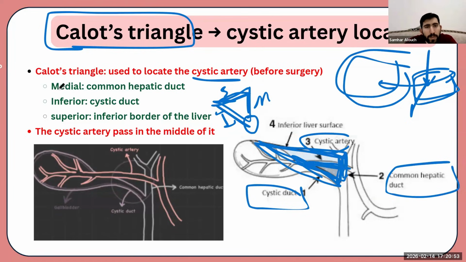So the question will be how to locate the cystic artery. First, I need to locate the Calot's triangle. Medially, we have the common hepatic duct. Inferiorly, we have the cystic duct. And superiorly, we have the inferior lobe of the liver. Then the cystic artery passes within the Calot's triangle. That's it.